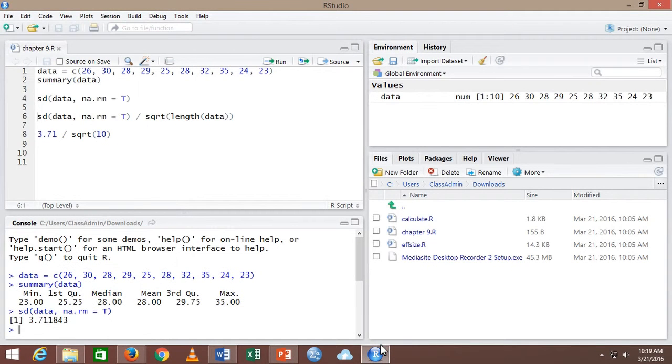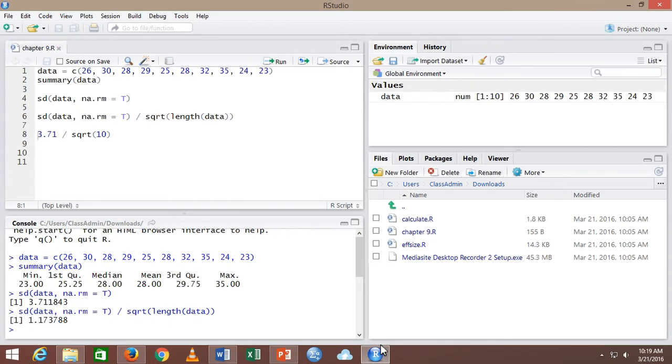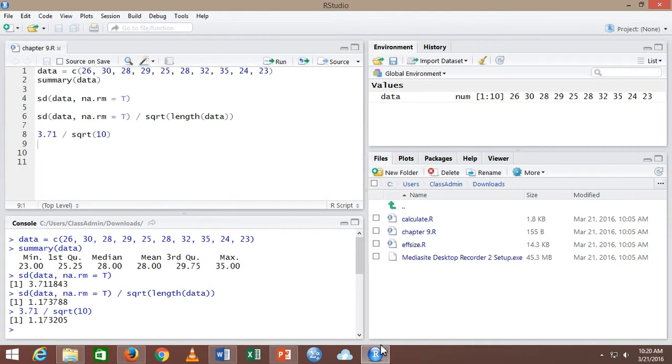So our standard deviation's 3.71, and our standard error, 1.17. And then remember, this line was just me proving that this code did what we thought it did. So you'll get approximately the same thing, just some slight rounding differences.